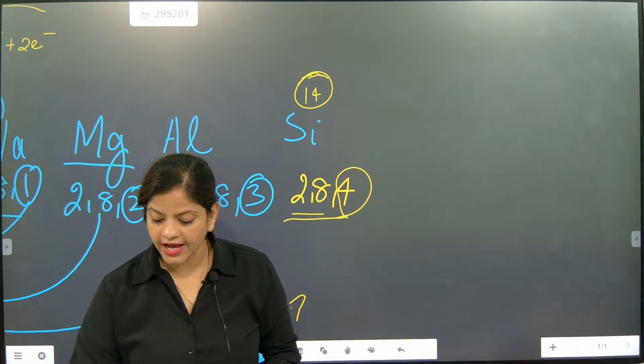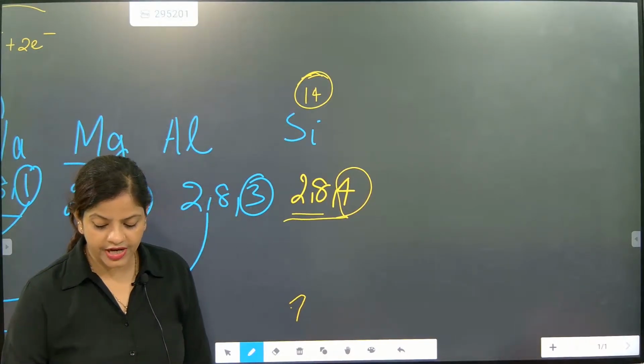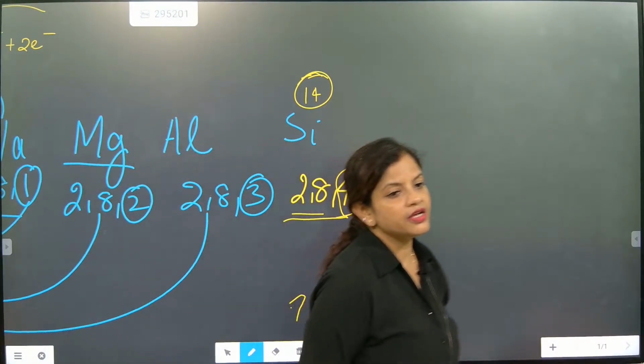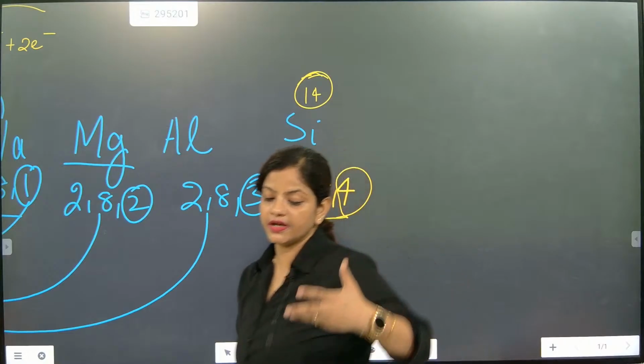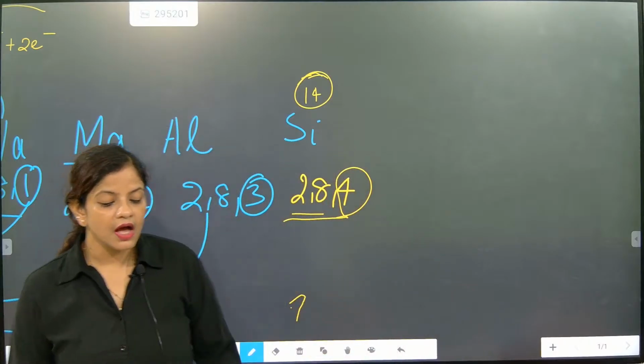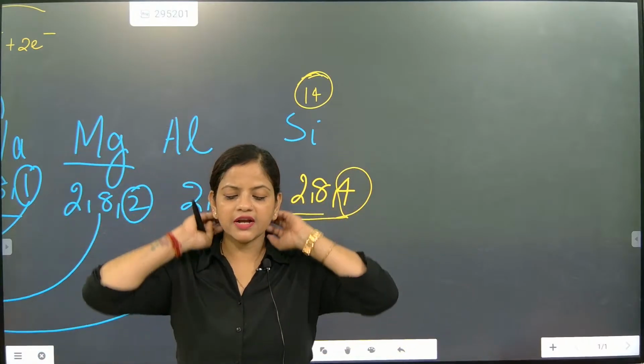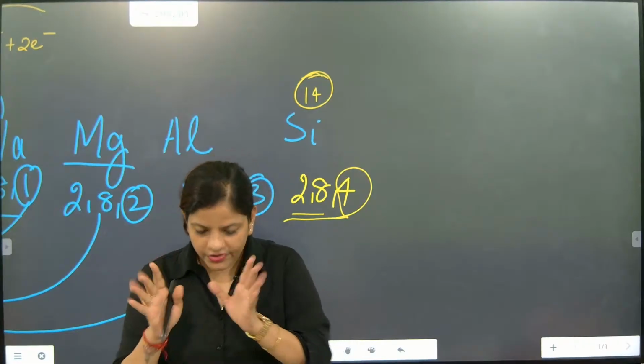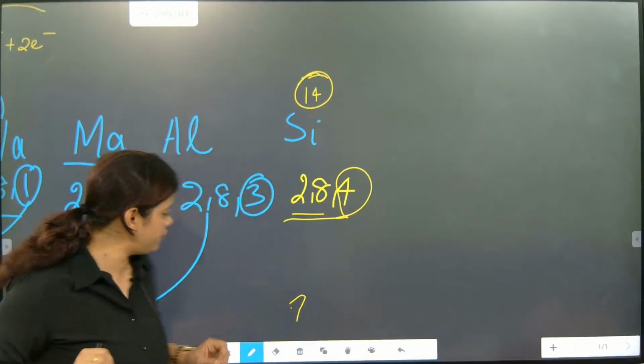So what does silicon have to do? Silicon has to share. Silicon loves to share rather than giving or taking. How can it be possible? You understand one thing. I'm going to tell you one story. With the help of that story, you try to understand first. Okay.